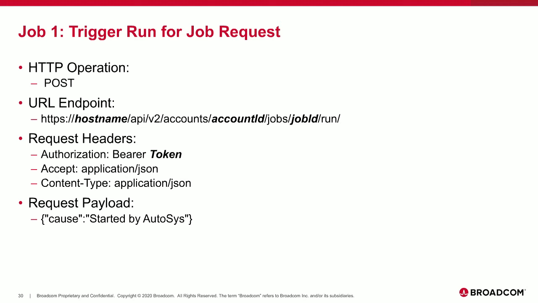And we have to set two header types. One is for the accept, which is how the DBT application returns the data, so it's going to return it in JSON. And the content type, which is the data that we're actually sending to the application, which is also in JSON. So the content type is for what we're sending, accept is what they're sending back. And the payload that we're actually sending is this small JSON, which is cause, and it says started by AutoSys.